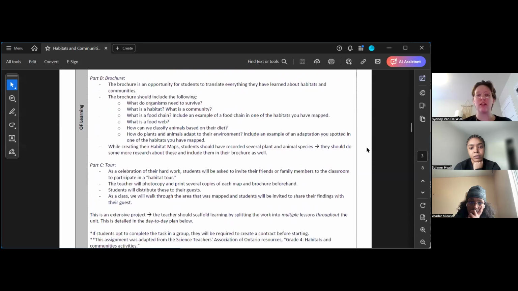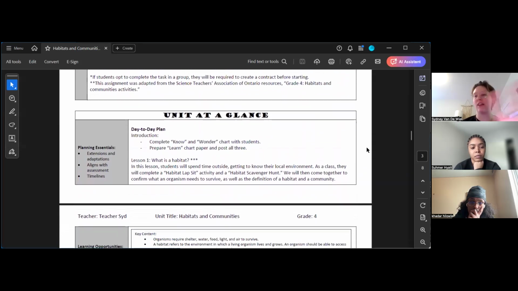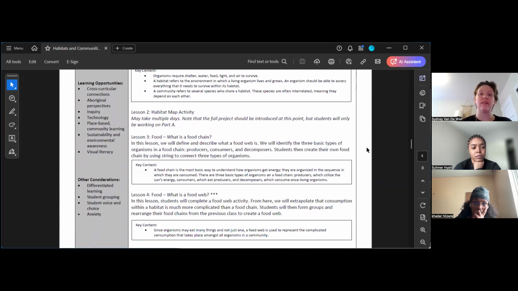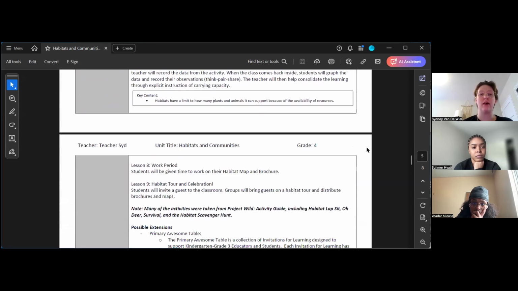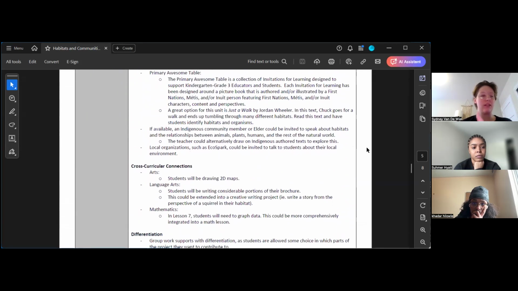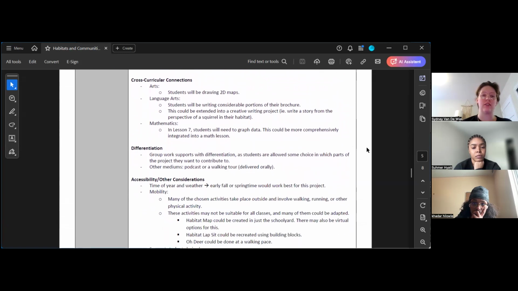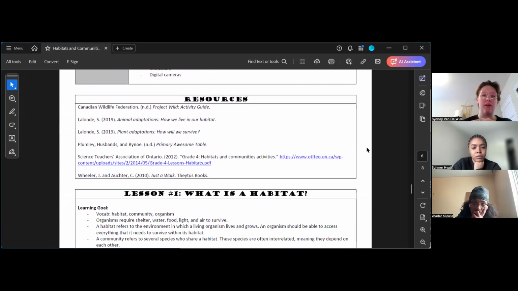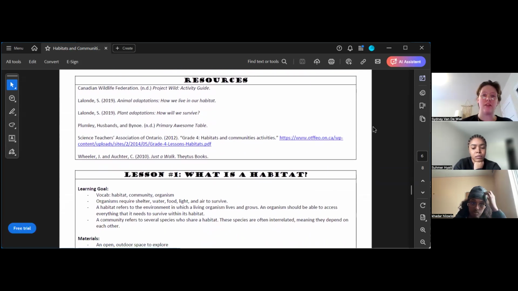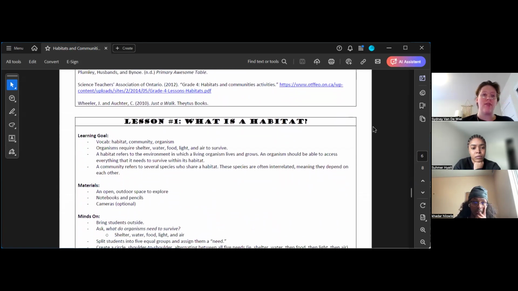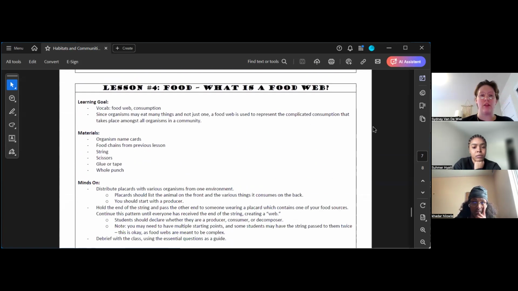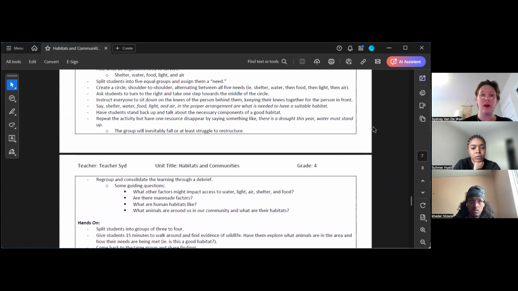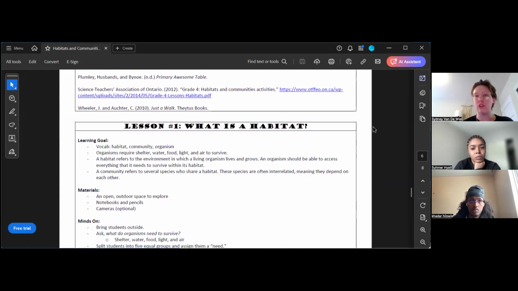I'm going to go through these in more detail again. I'm just scrolling through so you can see the whole thing before I break it up. We have our day-to-day plan, which includes all of the lessons and the content that will be covered. At the end, I included possible extensions, cross-curricular connections, differentiation, as well as accessibility and other considerations, and some resources that are also embedded into the lessons. And then I have my lessons at the bottom. I included 3 lessons here, one on carrying capacity, one on food webs, and one on what is a habitat, which would be the first lesson.